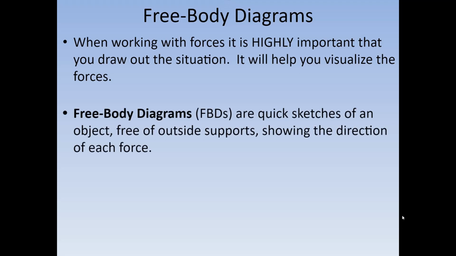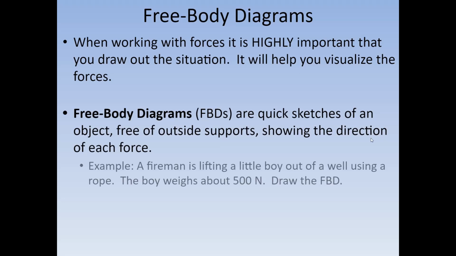Basically, a free body diagram is a very quick sketch of the object, free of everything outside, and it shows the direction of all the forces. Let's say we had a scenario where a fireman is lifting a boy using a rope. The boy weighs, let's just say, 500 newtons, and we want to draw an FBD on the boy.